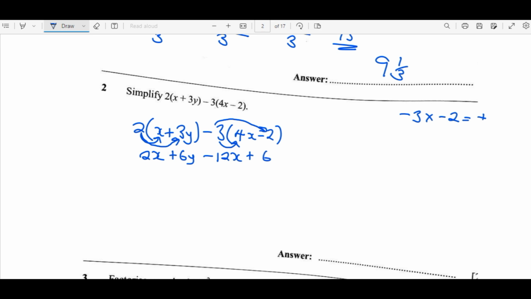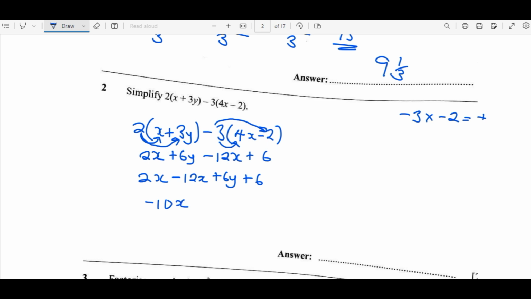So do we have like terms here? So check if we have like terms. Yes, we have. Which is 2x, and then we have a negative 12x there. So we would say 2x minus 12x, and then plus 6y plus 6. So meaning that we're going to subtract 12 from 2. You look at the 2, you have a smaller number, and then here we have a bigger number. So if we subtract 2 minus 12, we're going to have 10. And then we're going to maintain the sign from the bigger number, which is negative 10x.